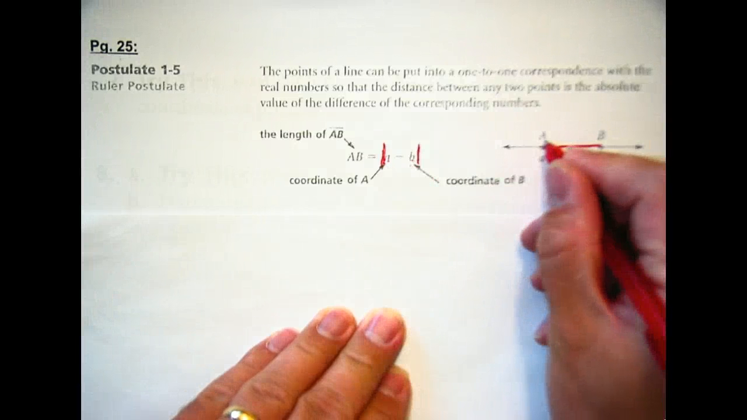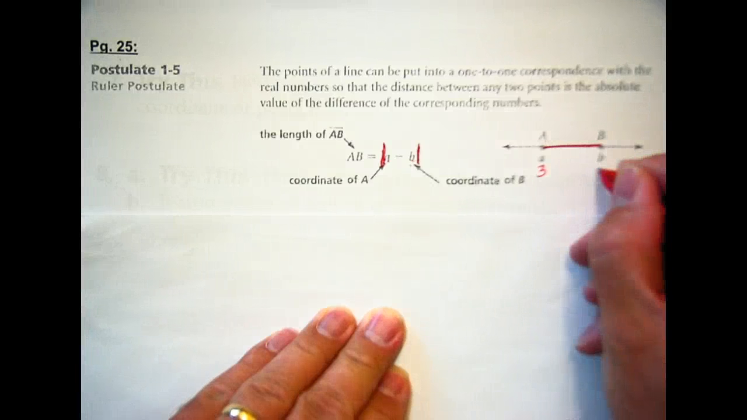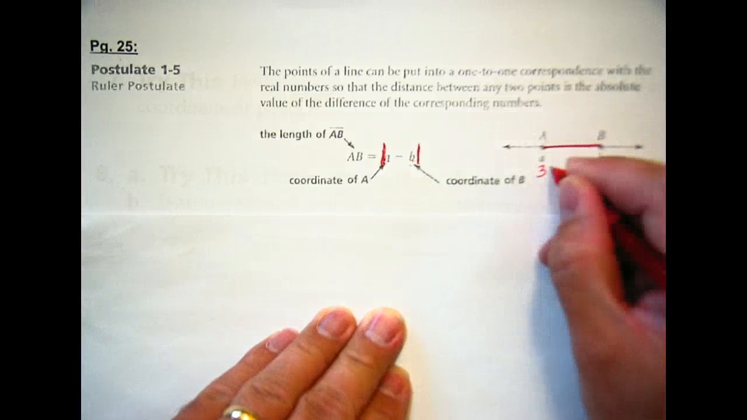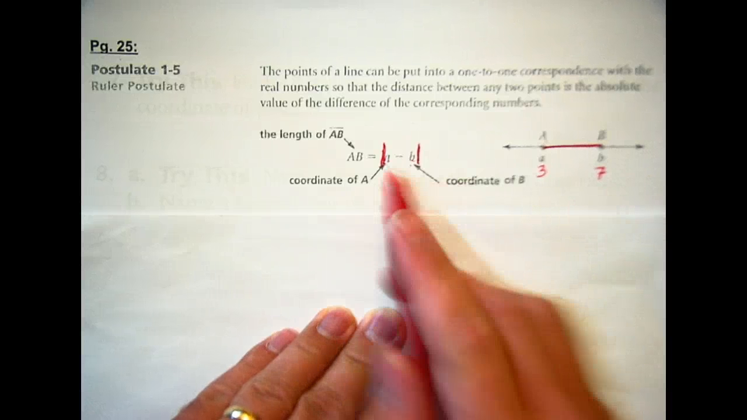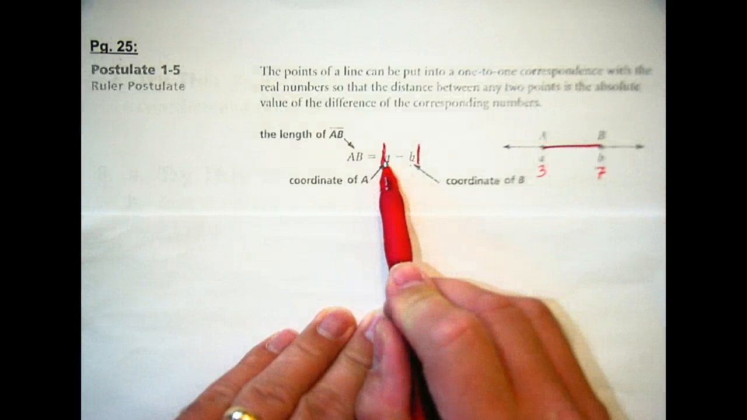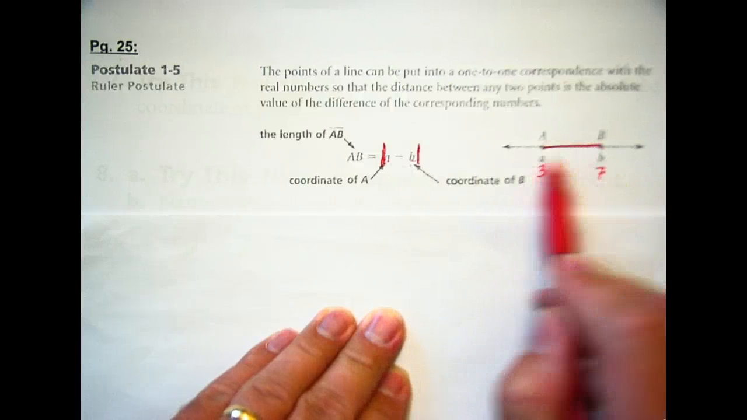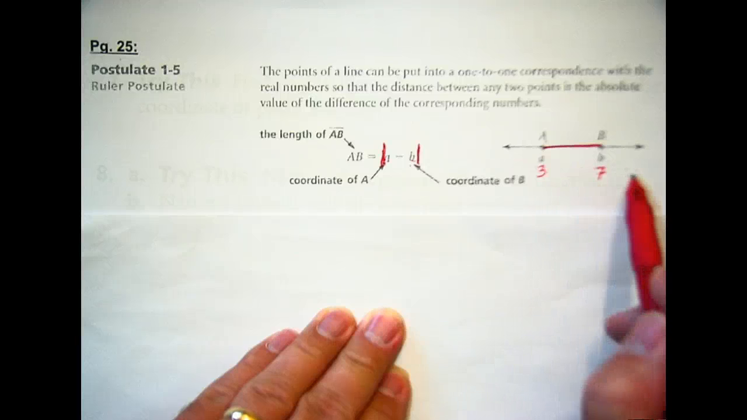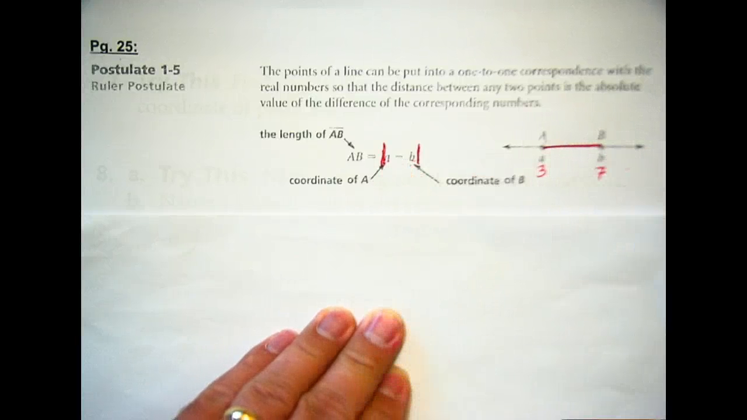So if I knew that A was, say, 3, and B was, say, 7, the distance is 4. Now look, the way they're saying subtract B from A. Well, if I did that, that would be 3 minus 7, which would give me negative 4. Well, we know distance is positive, so the distance between those is positive 4. So that's why they're saying absolute value.